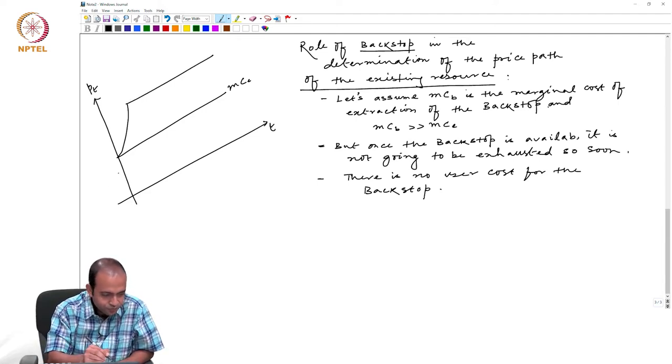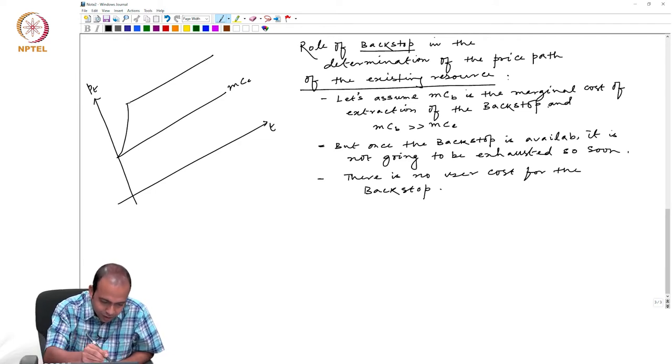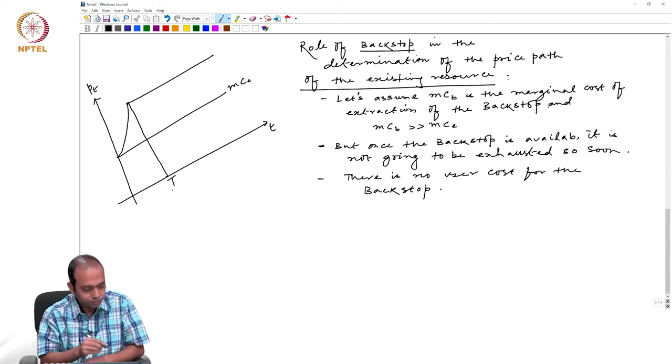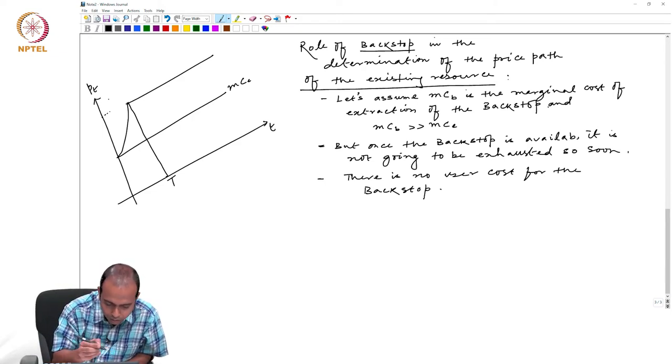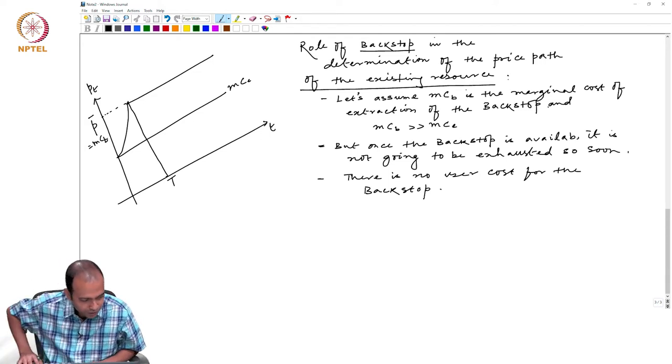for the backstop, what we are saying is that as time increases, the marginal cost of extraction increases up to some point, but after that it is flat, it is not changing because you have an adequate amount of supply, right. Let us say this particular point is capital T. So, this is basically P bar, which is equal to MCB, the marginal cost of extraction for the backstop technology. Okay, backstop technology.